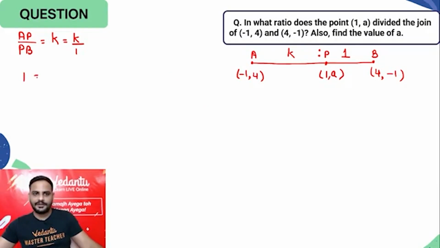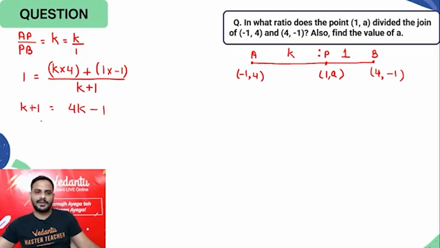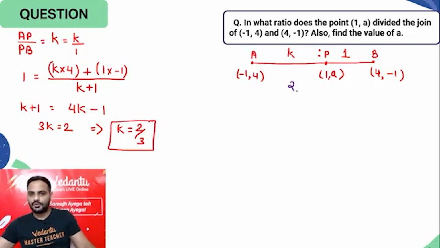So x coordinate of point p1 is equal to k into 4 plus 1 into minus 1, whole divided by k plus 1. So from here shift k plus 1 over there, 1 into k plus 1 is k plus 1 only, k into 4 is 4k minus 1. So you can do one thing, shift k over here, minus 1 over there, you will be getting 3k is equal to 2, and from here you will get k is equal to 2 is to 3. So now I got to know that the ratio over here is 2 is to 3.